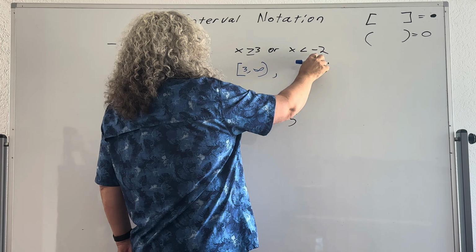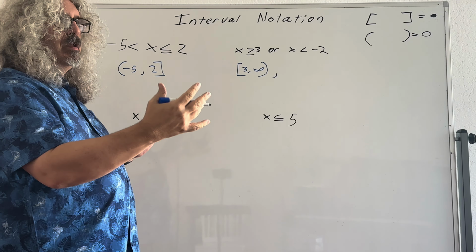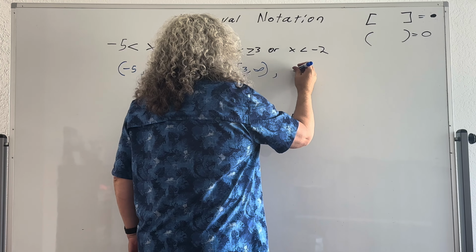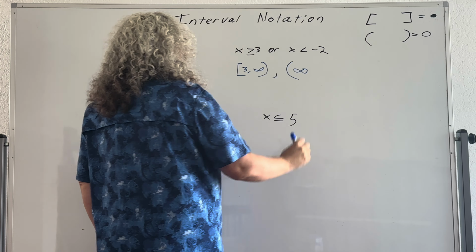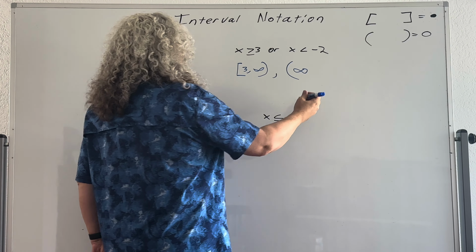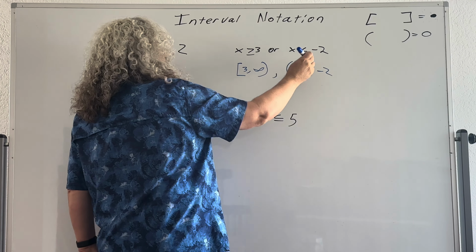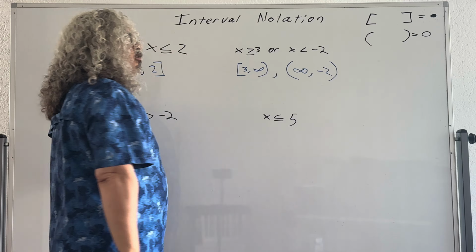x is smaller than negative 2. So you're going to have negative 2, but the answers are all smaller, so that's going to be your infinity right there. We always do a parenthesis, comma, the greatest it can be is negative 2, and there's no equal sign, so that's going to be a parenthesis as well.